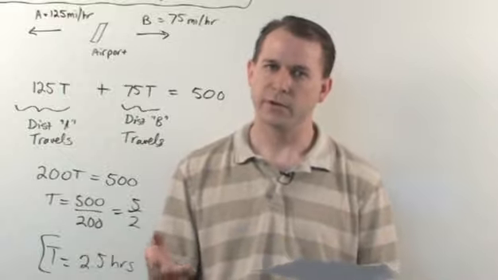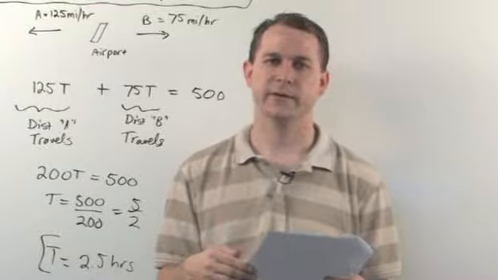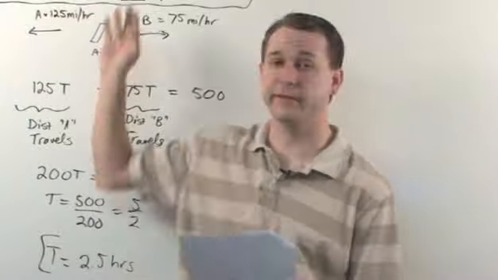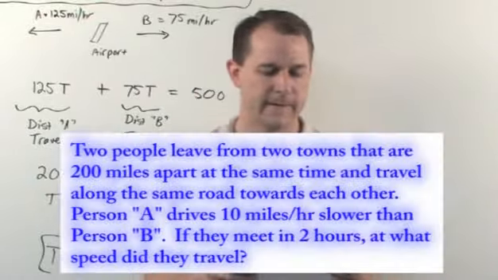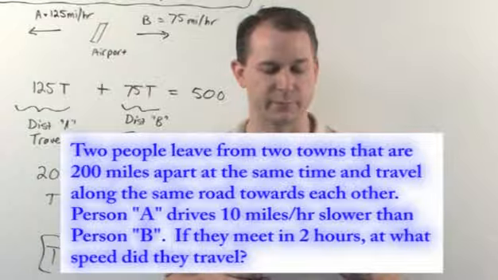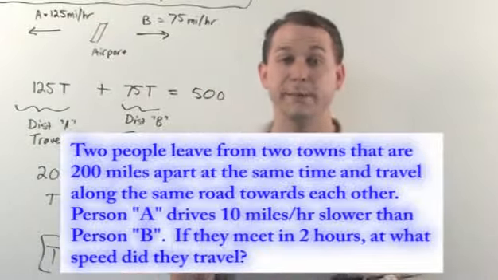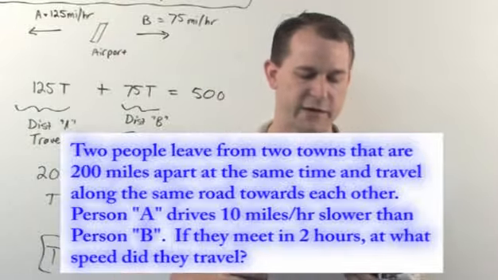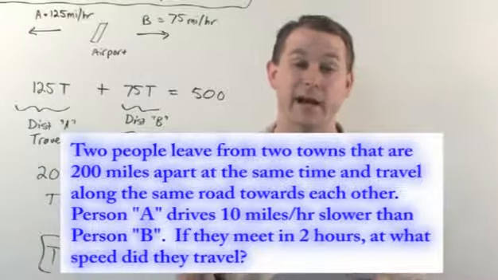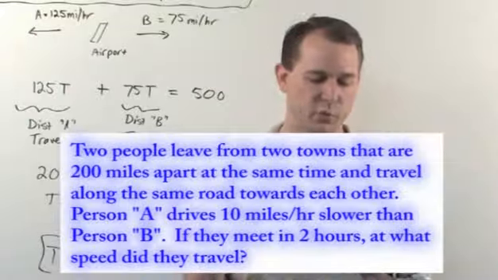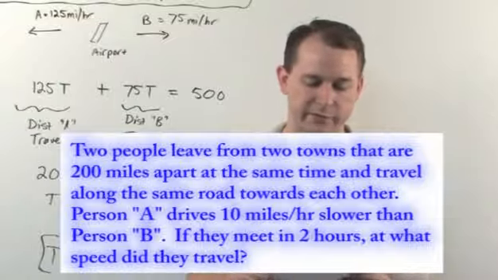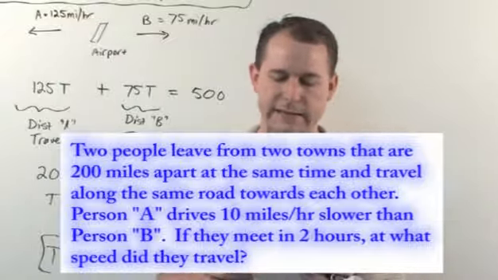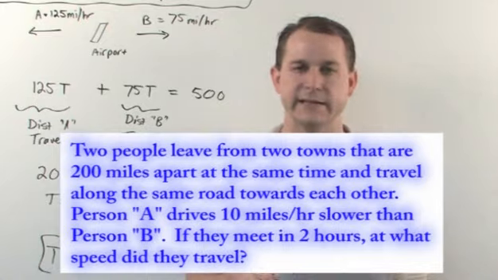Second one's a little bit more difficult. We're going to get a little bit more difficult, but we're always going to be using the distance and the time formulas here. Okay, two people leave from two towns that are 200 miles apart at the same time and they travel along the same road toward each other. Person A drives 10 miles an hour slower than person B. If they meet in 2 hours, at what speed did they travel?